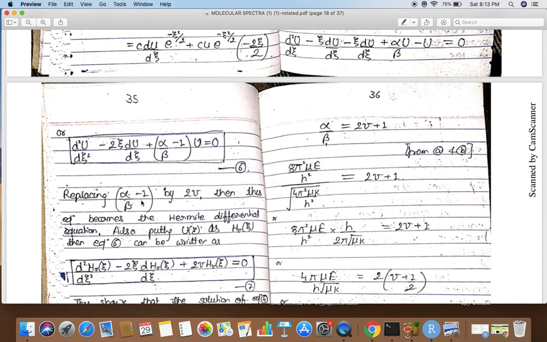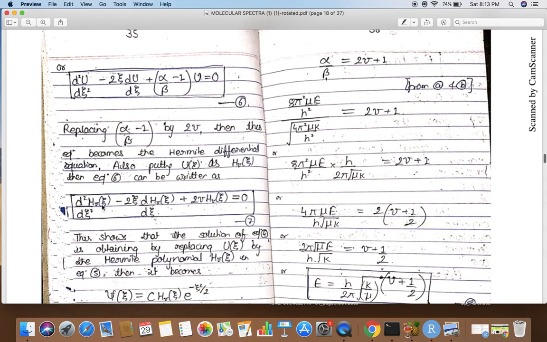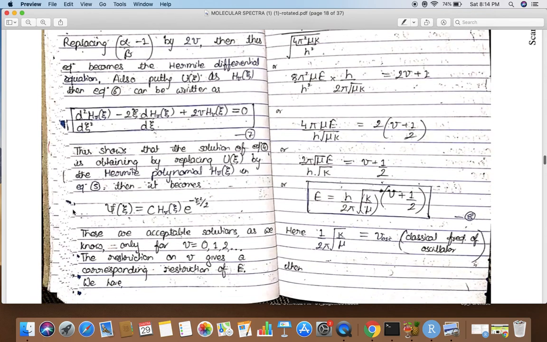if you remember. Also replacing this u of xi with the help of H nu of xi, I have a differential equation: d square H nu of xi divided by d xi square minus 2 xi dH nu of xi divided by d xi plus 2 nu H nu of xi equal to 0. Now I have a Hermite differential equation, which shows that the solution of equation number 4 is obtained by replacing u of xi by the Hermite polynomial H nu of xi in equation number 5. Then we have the solution.